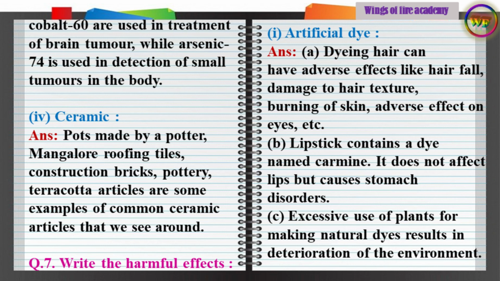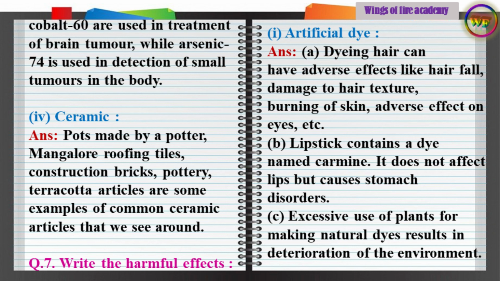4. Ceramic. Answer. Pots made by a potter, Mangalore roofing tiles, construction bricks, pottery, terracotta articles are some examples of common ceramic articles that we see around. Question 7. Write the harmful effects.